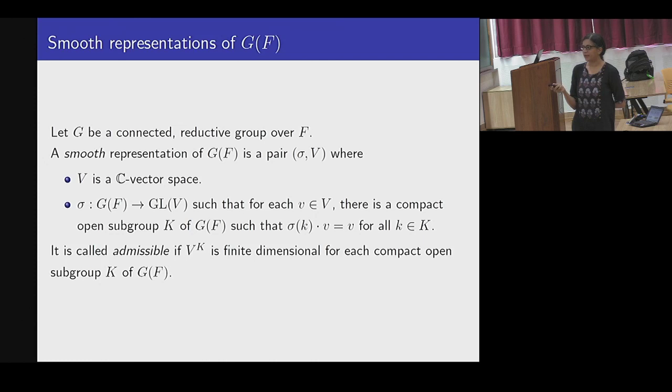And it is admissible if this space, that is the set of all vectors that are fixed by this compact open subgroup K, this space is V^K. If this is finite dimensional, then this representation is called admissible. Okay, so we'll be basically working with irreducible admissible representations of the F-points of this connected reductive group G(F).